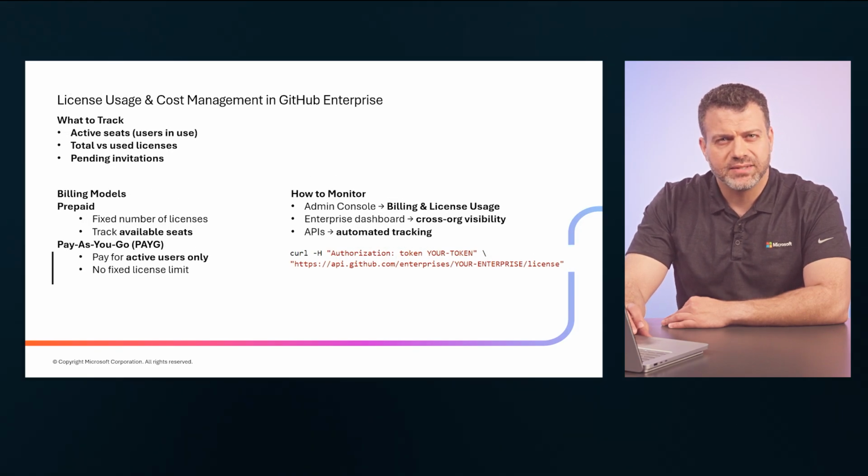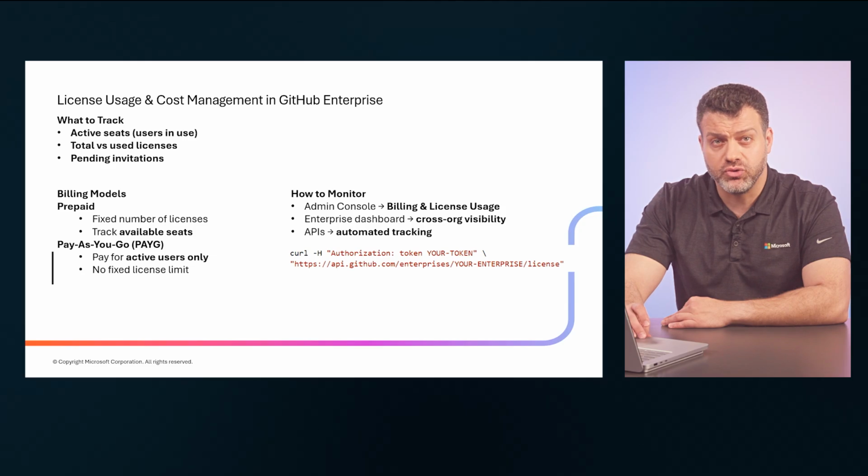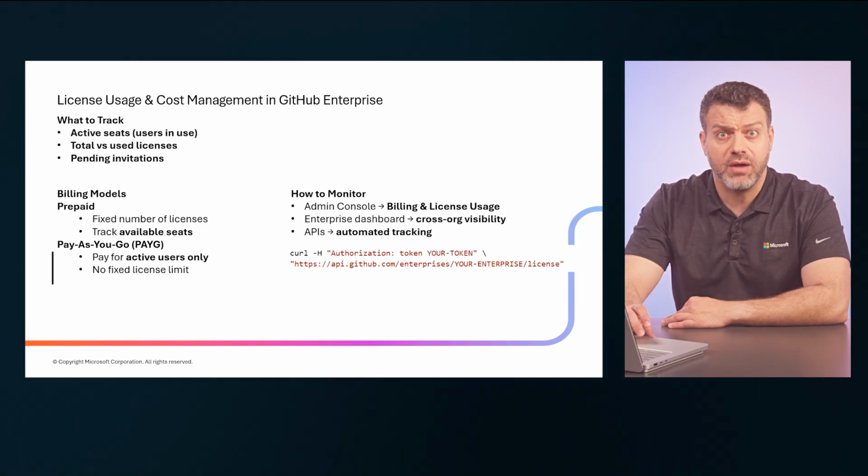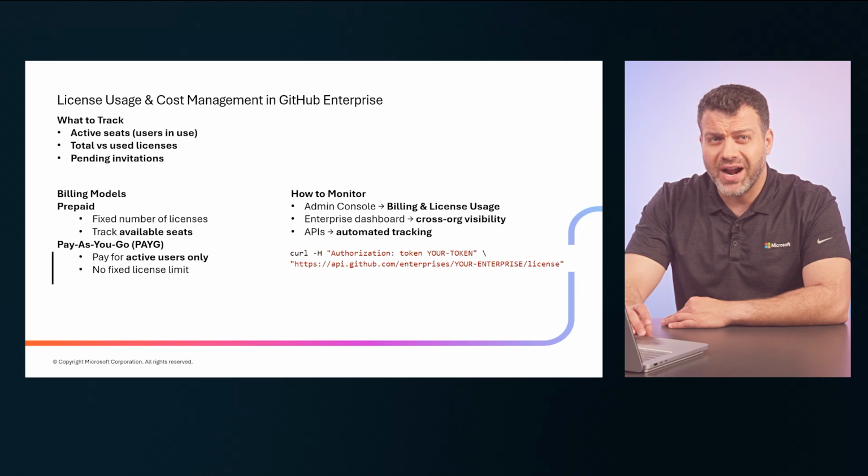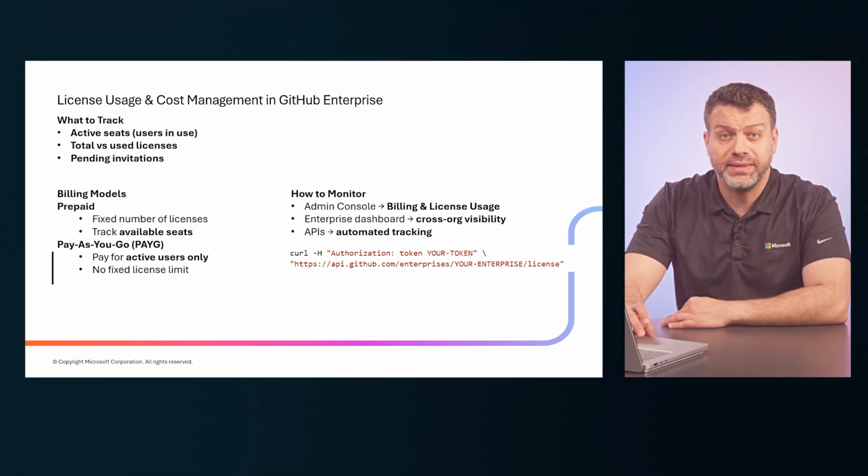Let's talk about the license. As a GitHub Enterprise admin, tracking license usage is key because it gives you access to the control and the resources that are available to you. So later you can optimize your resource usage. The main things to monitor are active users, total seats, and any unused pending licenses.